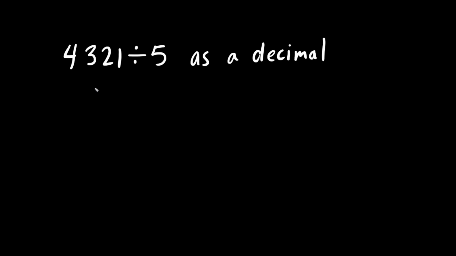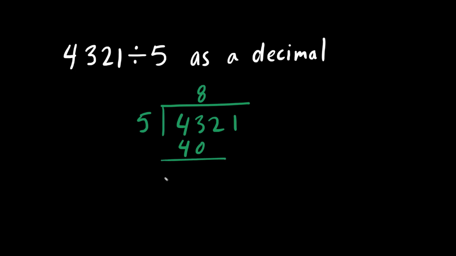Now it's your turn. Let's express 4,321 divided by 5 as a decimal. We have 4,321 divided by 5. 5 times 8 is 40. Draw a line. We subtract. 43 minus 40 is 3. We drop the next digit, 2. And 5 times what is 32?